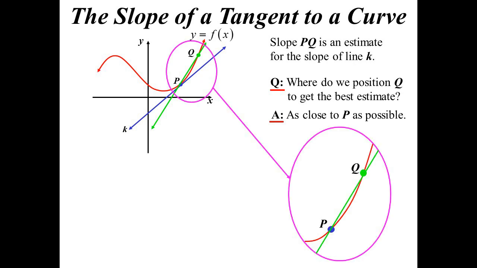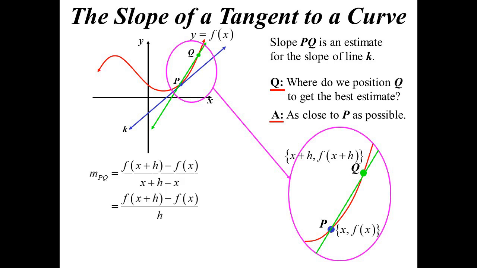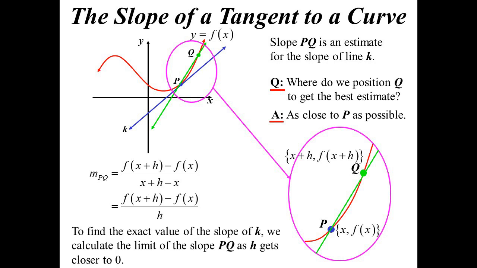All right, let's have a look. P is going to have coordinates x, function x. Q, I've just added a bit to it, so I'll call it x plus h for the x value, and the y value will be function x plus h. So the slope of that would be, using our normal slope formula, function x plus h minus function x over x plus h minus x, which tidies up to be h in the denominator. But as I say, to get that exact value, I want Q to be the point P.